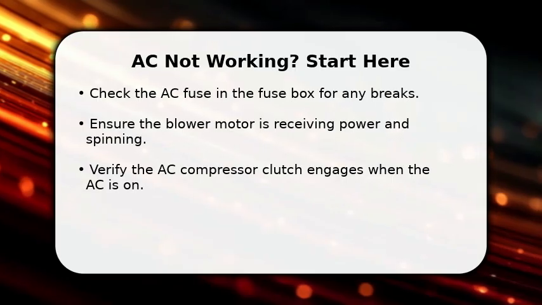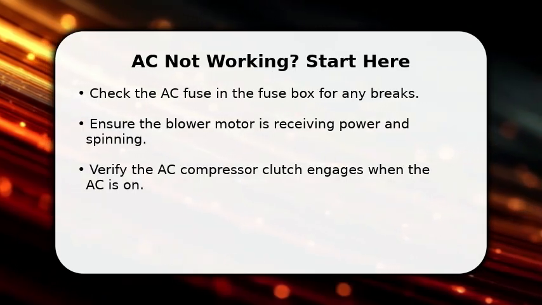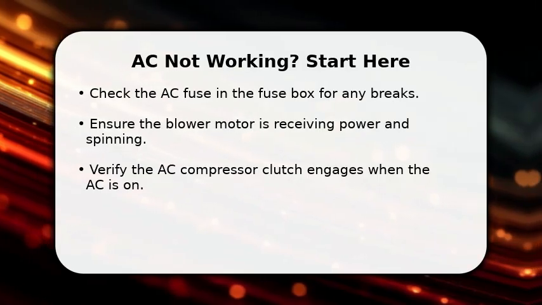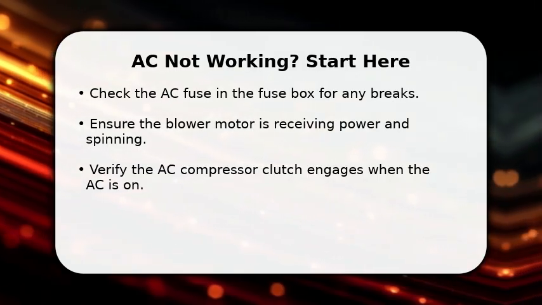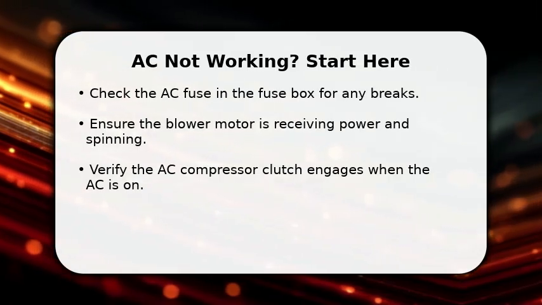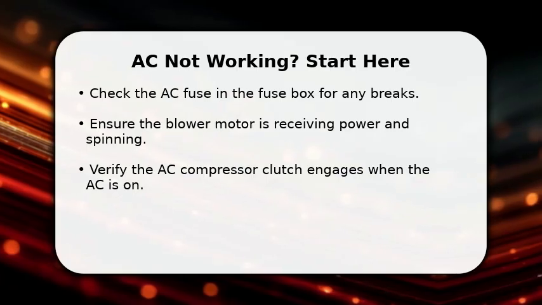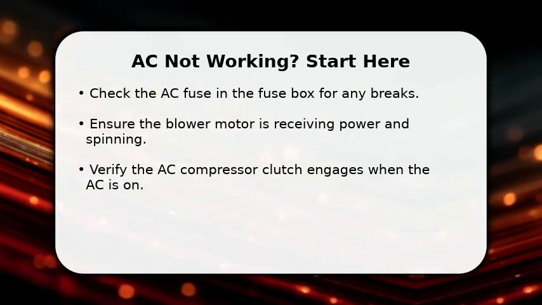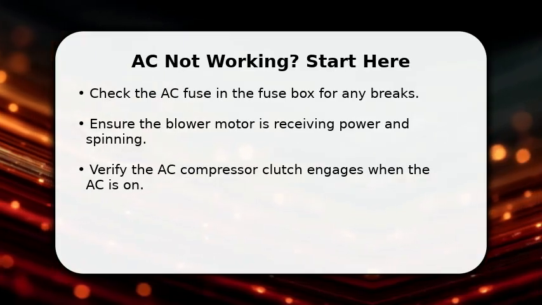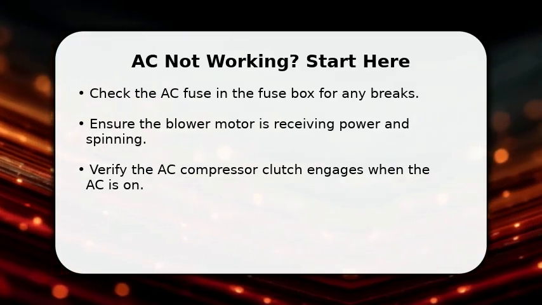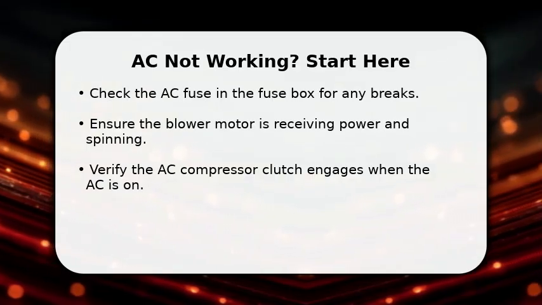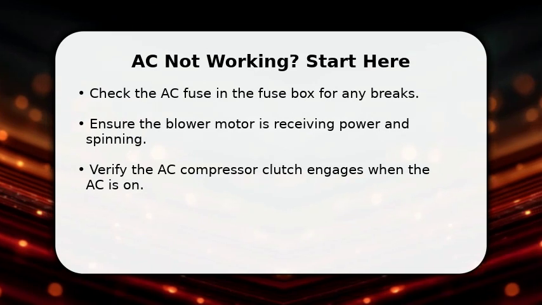In this video, I will explain how to fix AC in your Ford F-150. First, let's start with some basic checks. Begin by inspecting the fuse for your AC system. A blown fuse is a common and easy fix. Next, listen for the blower motor to ensure it's running, as a silent blower indicates a potential issue. Finally, observe the AC compressor clutch to see if it engages when you turn on the air conditioning. These initial steps can quickly pinpoint simple problems.